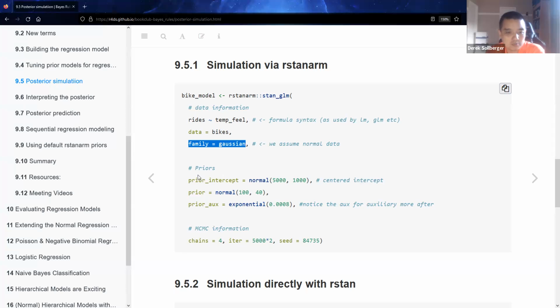And as we had on the previous slides, our prior for beta naught was modeled with a normal distribution with these parameters. Our prior distribution for beta 1, the slope, has this normal distribution. And our prior for sigma is modeled with this exponential distribution.